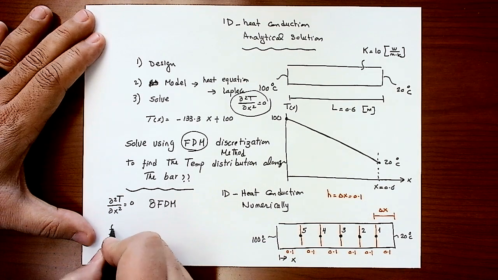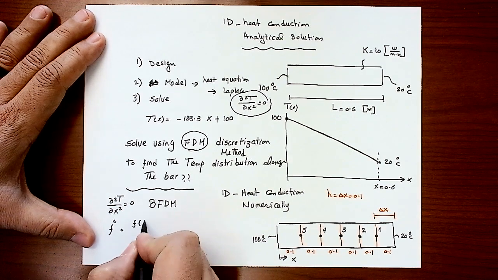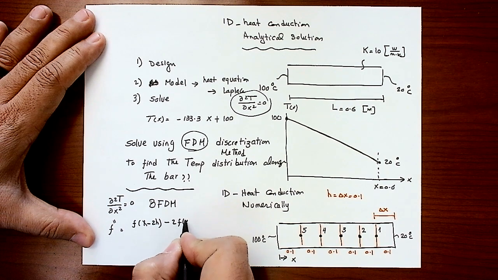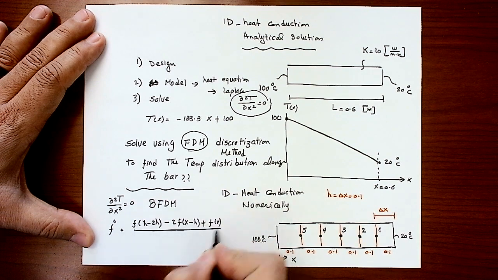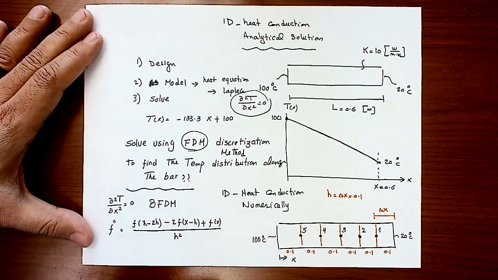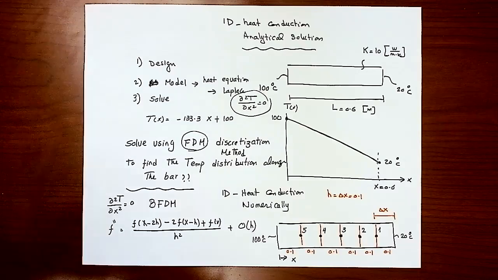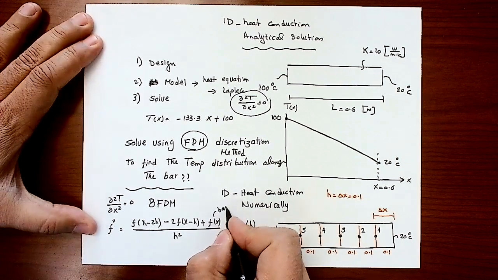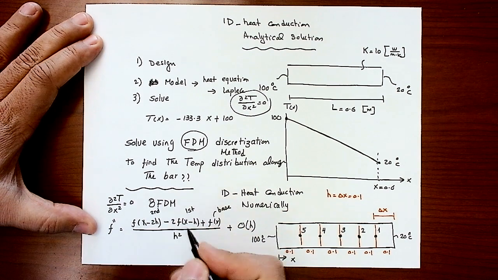The second derivative for the backward finite difference method is f of x minus 2h, minus 2 f of x minus h, plus f of x, divided by h squared. And if you recall, we had an error of order h for the backward. To apply that equation, I need the base point, the first point backward, and the second point backward.